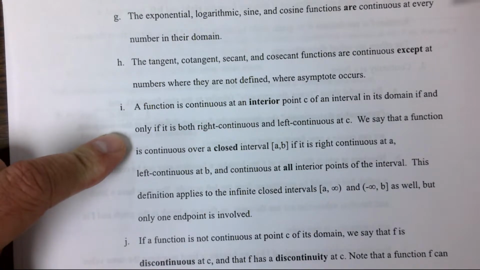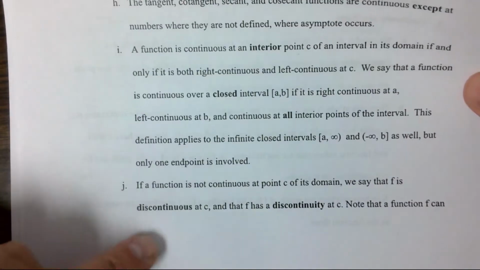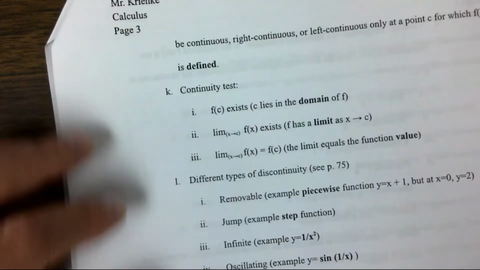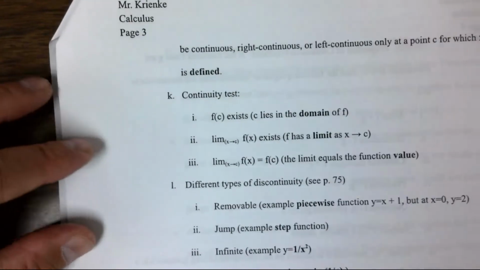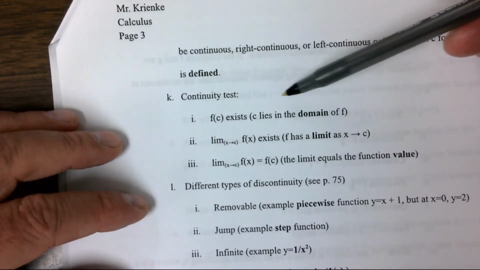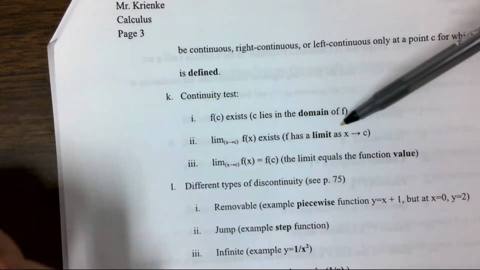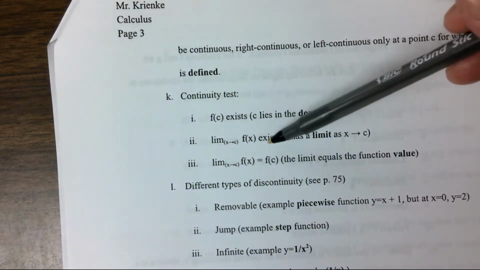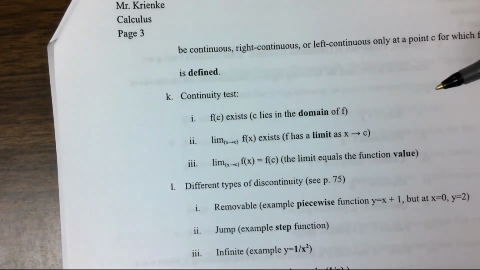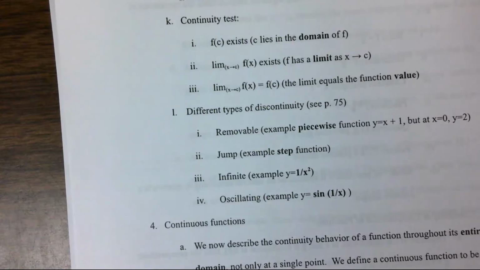So there's your formal definition, which you can read if you'd like, and also the formal definition of discontinuity. Your continuity test has three parts. f of c exists, where c is in the domain. The limit exists, and the limit of f of x equals f of c. And there are different types of discontinuity we've seen so far.